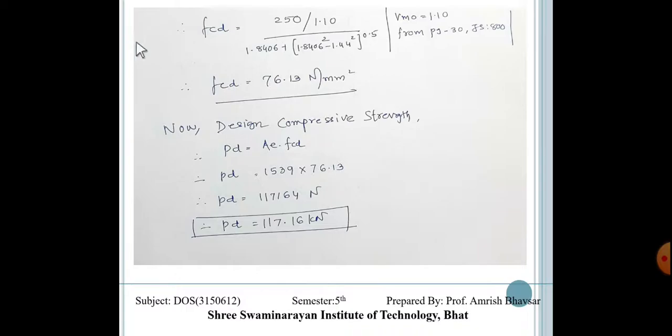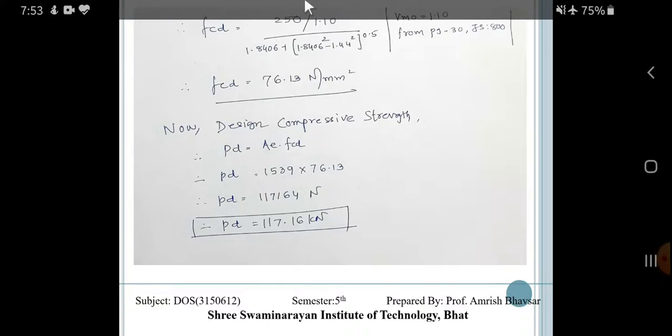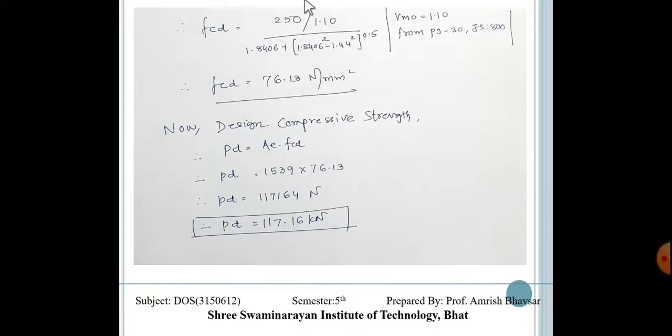Now put all the values in the equation of FCD. So we will get something like this. So the FCD calculated by us is 76.13 Newton per mm square. So we have now FCD and AE.